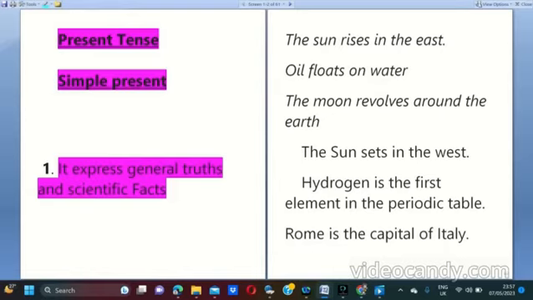Example: the sun rises in the east. It is a general truth. Oil floats on the water. It is a scientific fact. Here, what is the truth? Truth and fact, they both are the same only. No one can change the truth. Fact is universal. Fact and the truth, they both are universal.